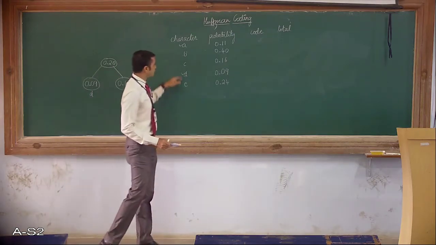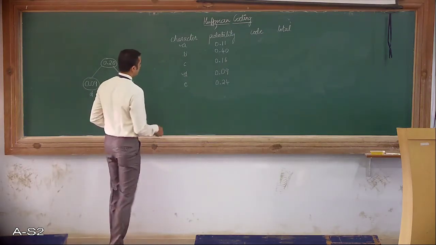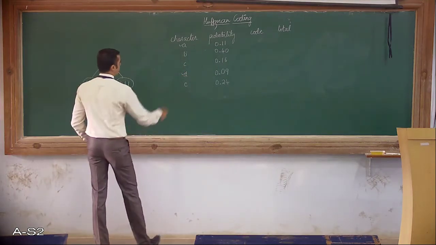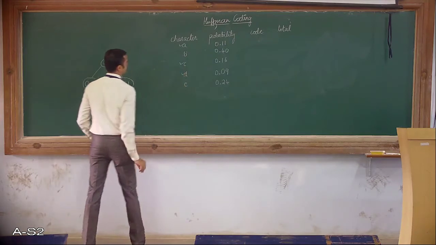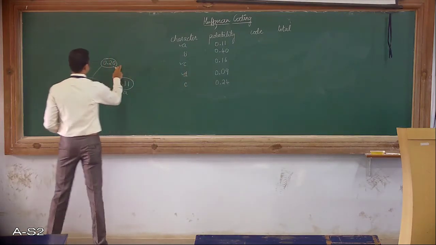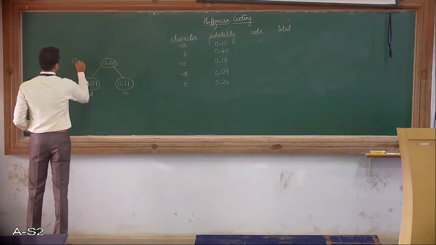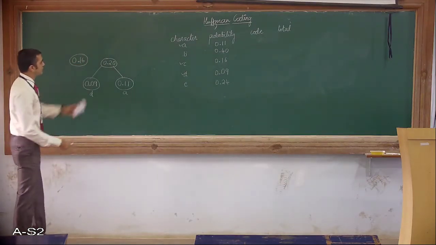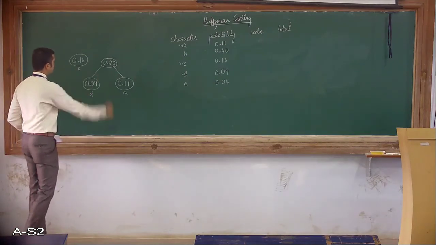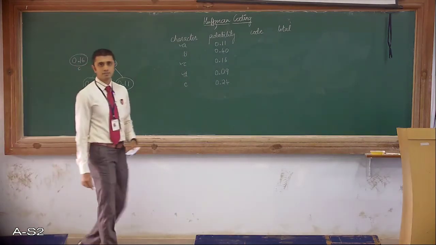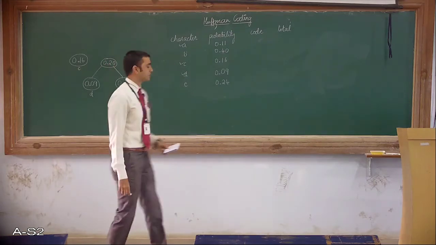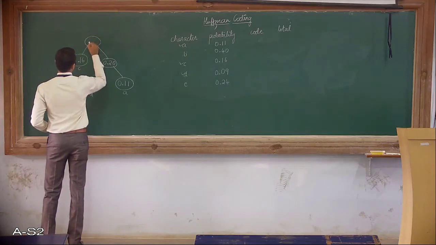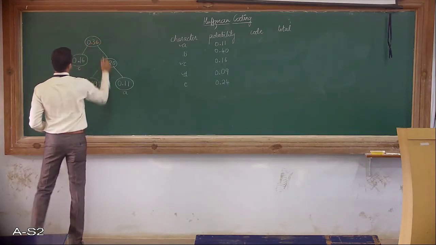Now among all these four, which are the two minimum? I have 0.40, 0.16 and 0.24, and this is 0.20. So 0.16, choose this. 0.16 is less than 0.20, so write it here on the left hand side. Which character does 0.16 represent? It represents the character C. Add them. When you add them, what will you get? I think 0.36.